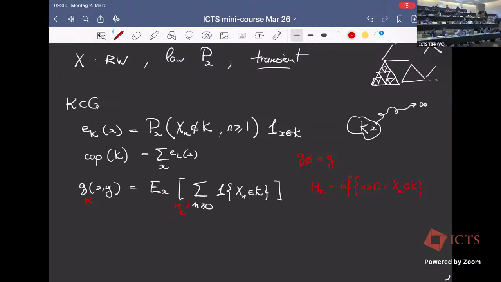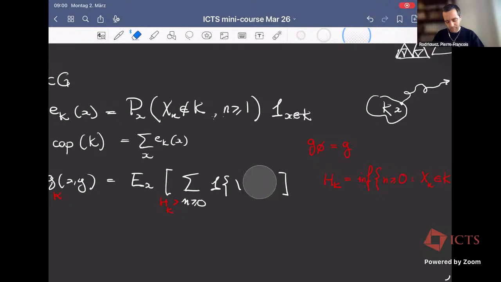And in the definition of the Green function, it should be xn equal y. Yeah, sorry. Thank you.